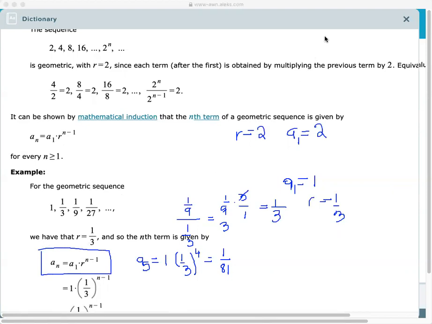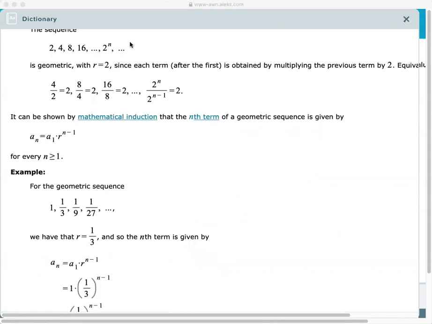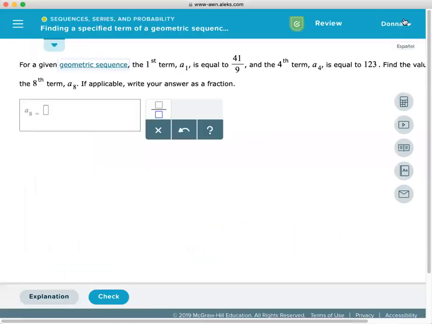So let's go out and do the problem now. Let's clear our drawings and solve our problem. In this example, we're given a geometric sequence. The first term, a1, is equal to 41 over 9, and the fourth term, a4, is equal to 123. So let's capture that. They let us know that a1 is equal to 41 over 9, and a4 is 123.